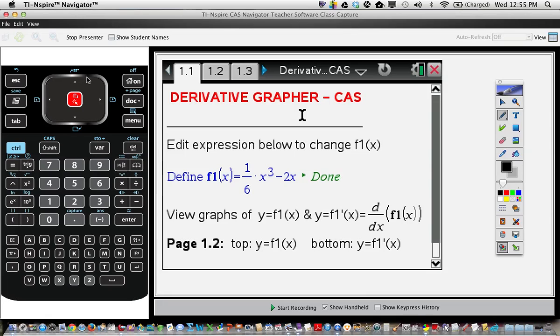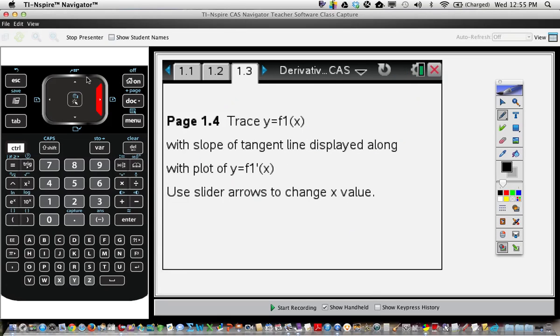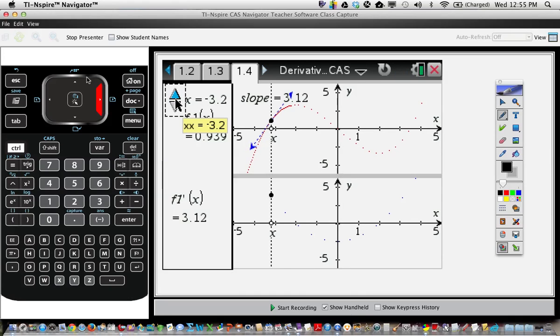All right, so let's control right arrow to the next graph. What we have here is a red graph that is f of x, and the blue graph is f prime of x. The red graph is f of x, and the blue graph is f prime of x. Go ahead and go to the next page. Trace y equals with the slope of the tangent line. Go one more page. What we see on this page is the blue tangent line that's on the red graph, right? Everybody see that?